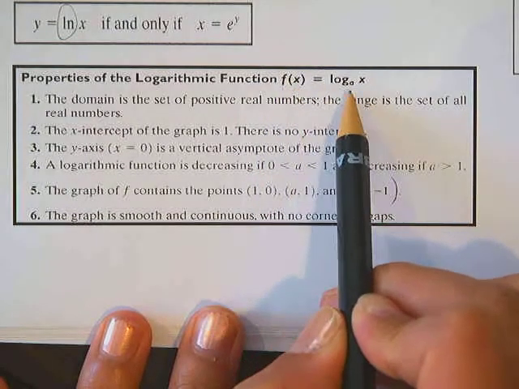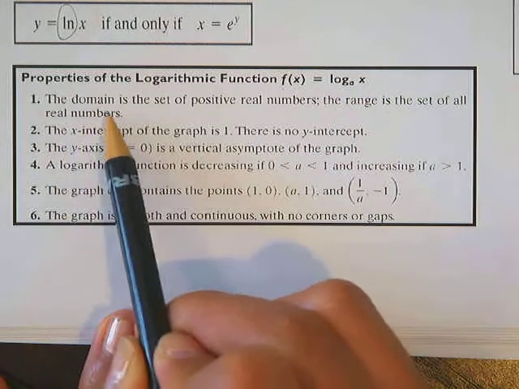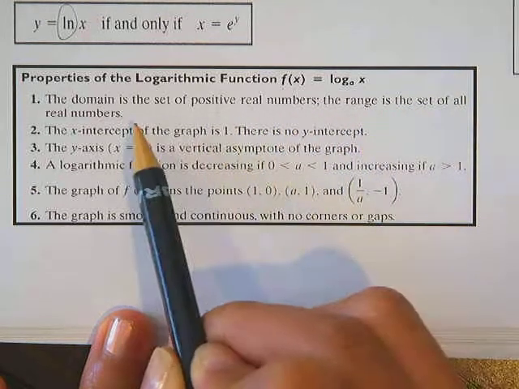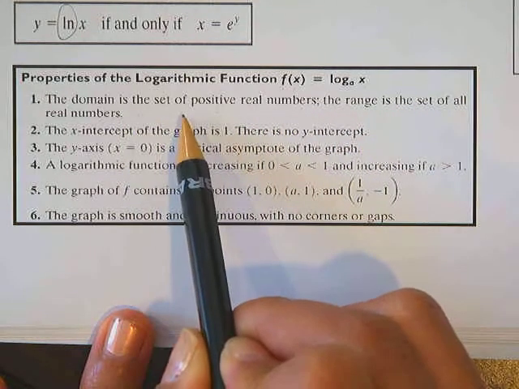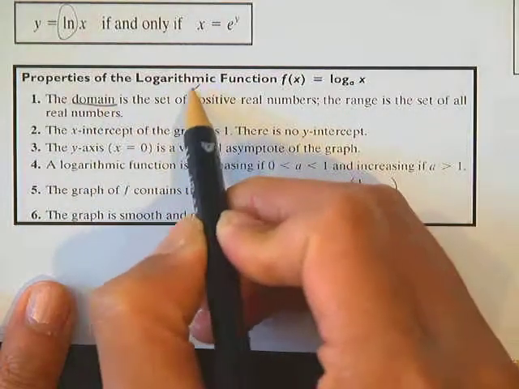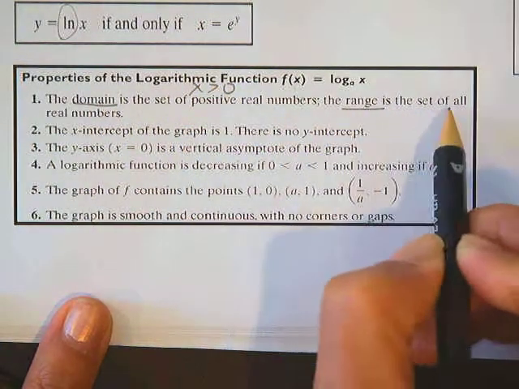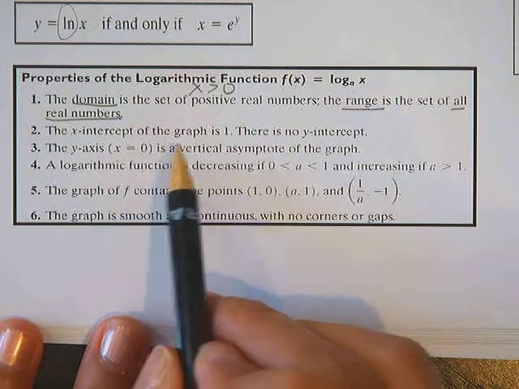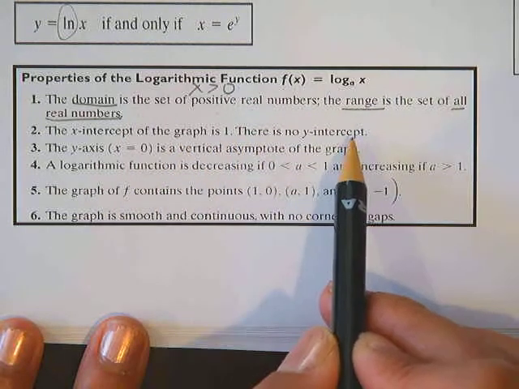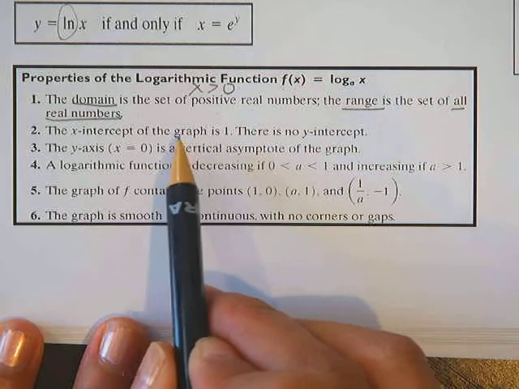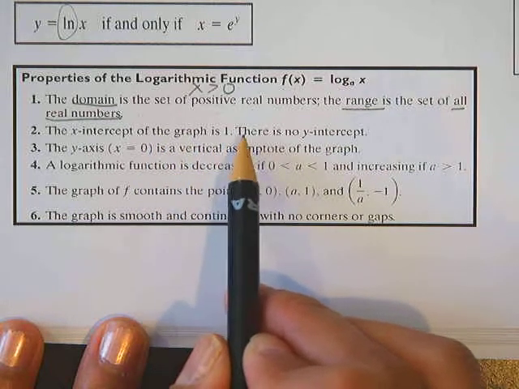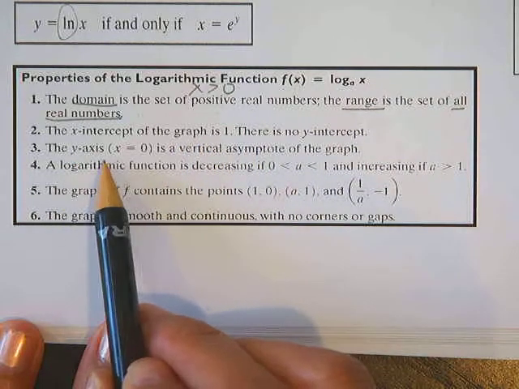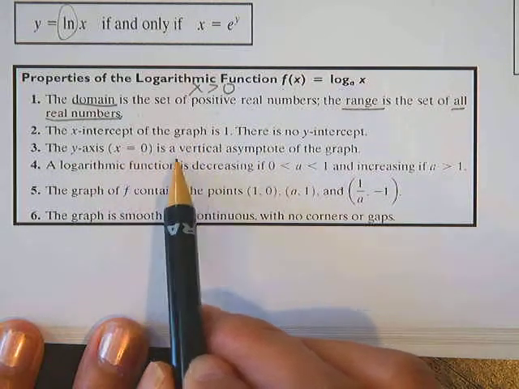Okay, let's recap some properties of the logarithmic function, f of x equals log base a of x. The domain is the set of positive real numbers, so x is greater than 0, and the range is the set of all real numbers. The x-intercept of the graph is 1. There's no y-intercept, which makes sense because the exponential had a y-intercept at 1, and now it's switching. The y-axis, x equals 0, is the vertical asymptote.